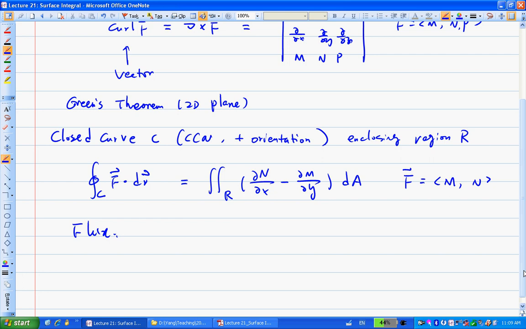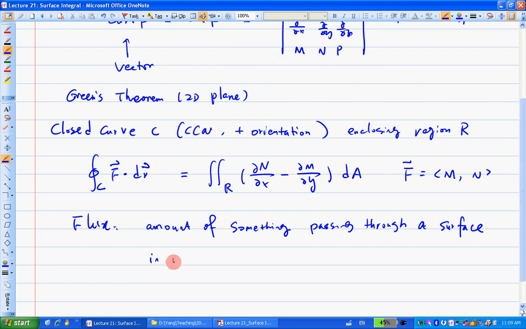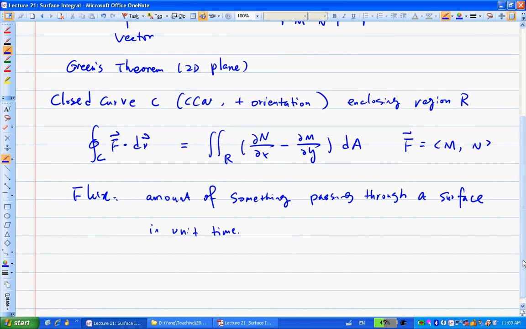Yeah. So then flux is basically the amount of something passing through a surface, in unit time.